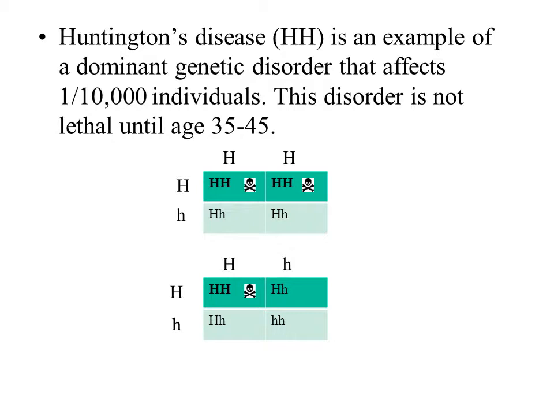The second cross, we have 2 individuals that are normal. And with this cross, you have a 1/4 chance of producing an individual with Huntington's disease.